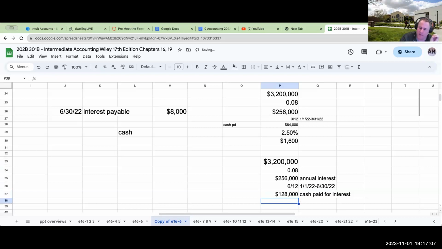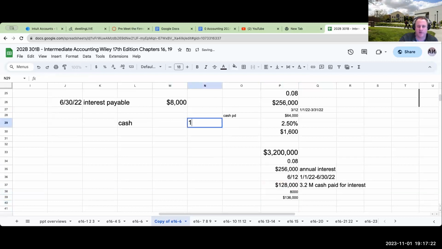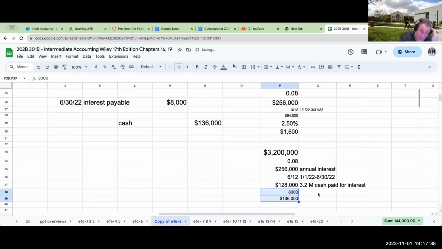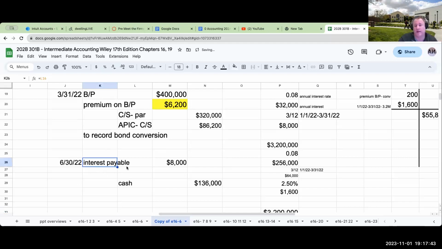However, the total amount of cash I'm going to be paying out includes the interest I accrued. So over here, the cash being paid is going to be 136,000. Now, I've got this part down. So my cash paid for interest is going to be the 128 plus the 8,000 that I accrued, for a total of 136,000. However, I have a problem, right? I've got to balance my entry.